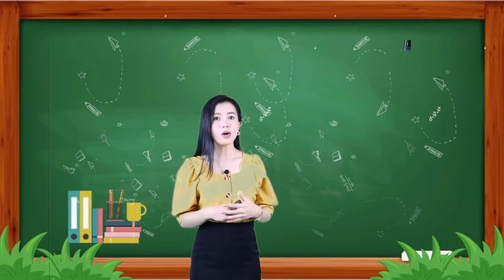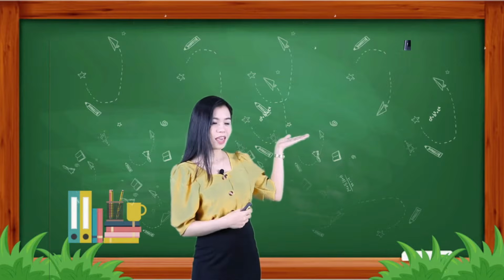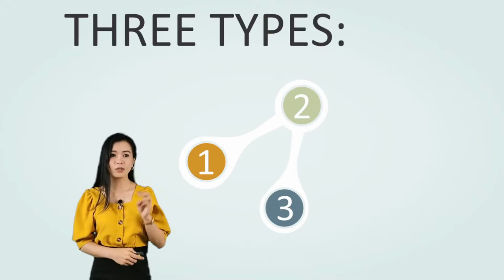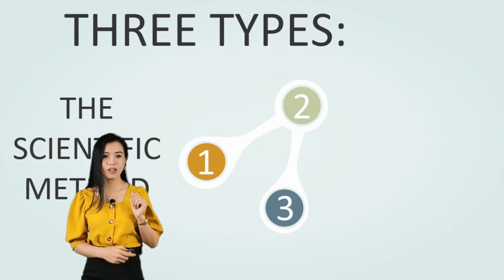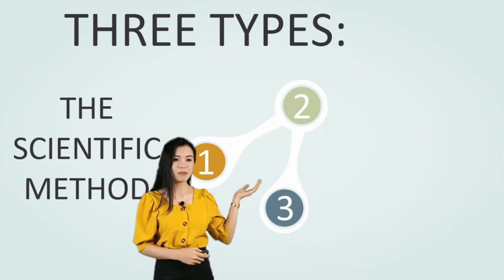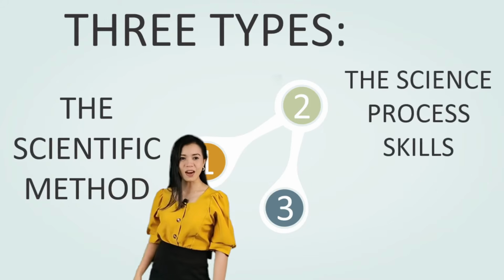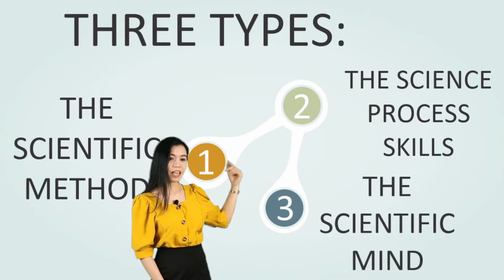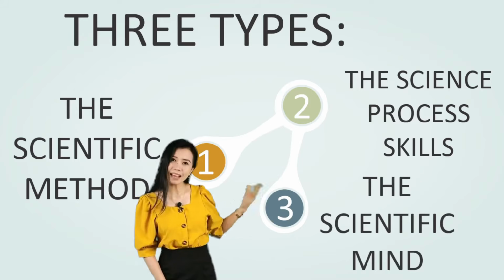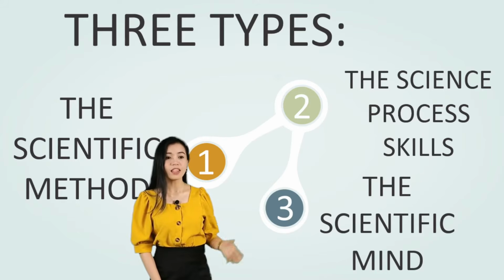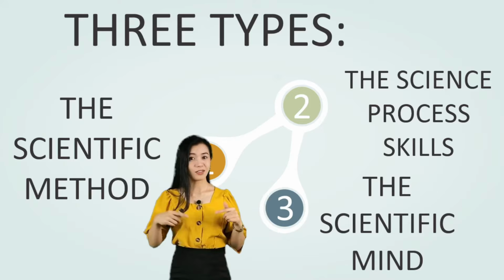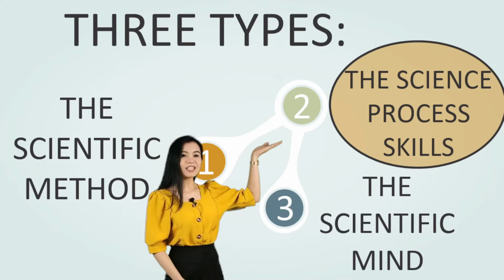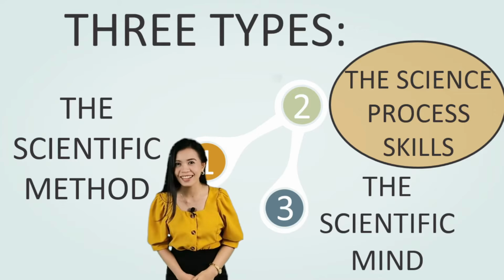For today, we're gonna continue discussing the scientific process. Again, the scientific process is grouped into three parts. The first one is the scientific method, the second one is the science process skills, and the third one is the scientific mind. Last week we finished the scientific method, and for this video we're going to talk about the science process skills. So are you ready?